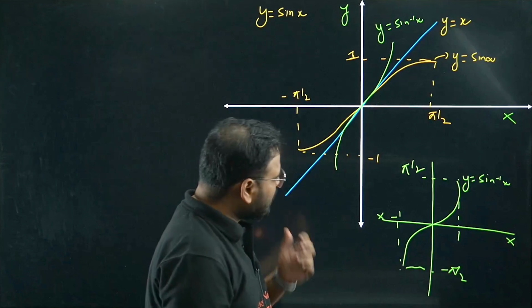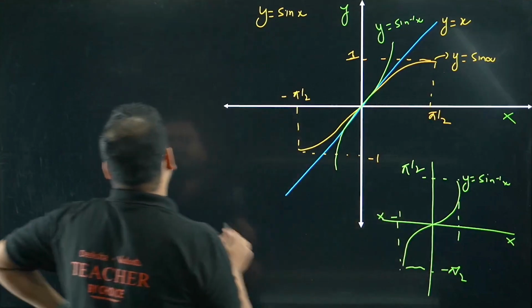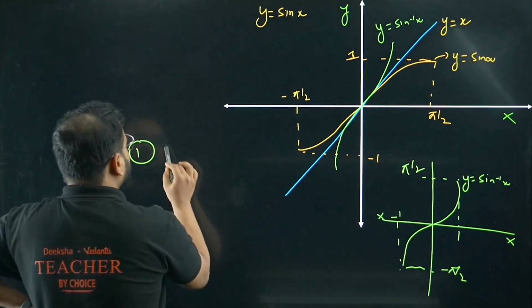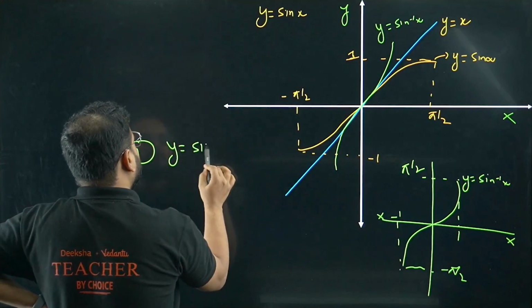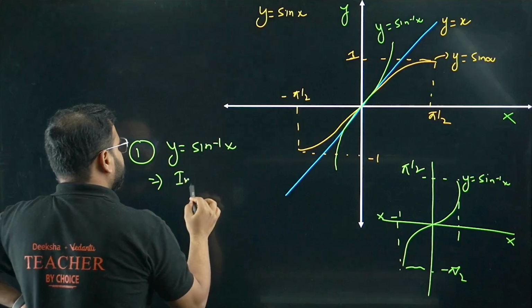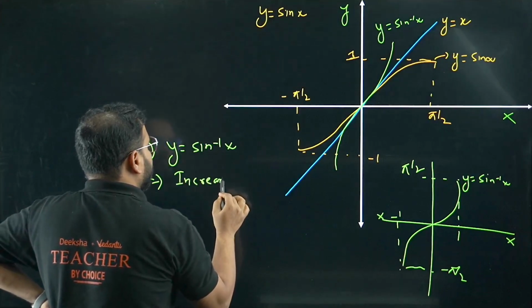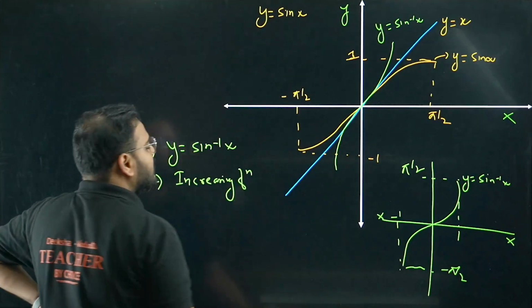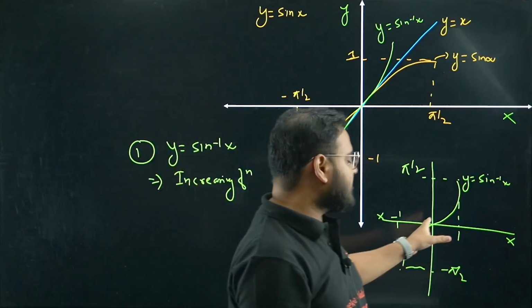Now let's learn some nature also. What type of graph is this? What type of function is y equals sin inverse of x? So the first thing is, it is an increasing function. We're talking about the nature of the graph. It's an increasing function. How come?